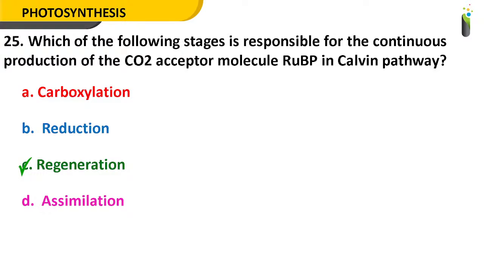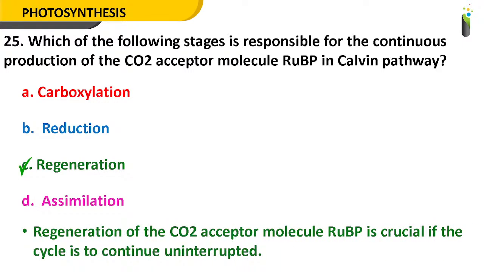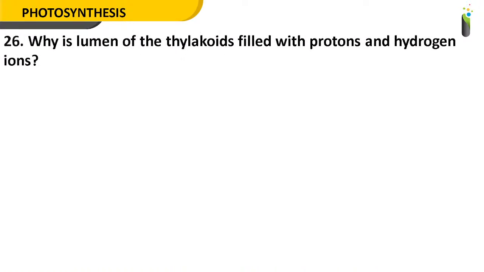Regeneration. So it is the regeneration step that helps in maintaining the level of RuBP, that is ribulose bisphosphate, which is the first carbon dioxide acceptor in the Calvin pathway. Remember, regeneration of the carbon dioxide acceptor molecule is crucial if the cycle is to continue uninterrupted. Now, coming to the next question, number 26.